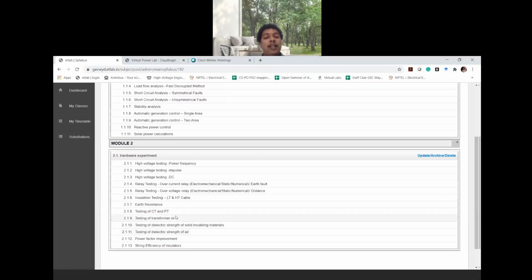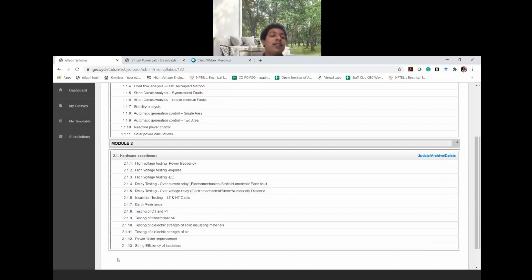Again, testing of transformer oil means that you will be dealing with the breakdown test of the transformer oil. Then you have testing of dielectric strength of solid insulating materials. So that is another thing. And testing of power factor improvement, then string efficiency of insulators. So most of them are high voltage experiments or related to power system protection experiments.